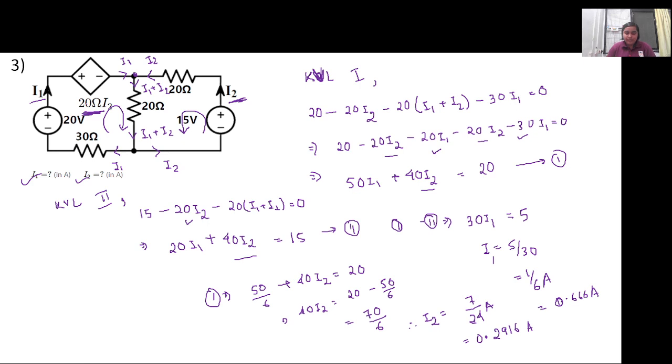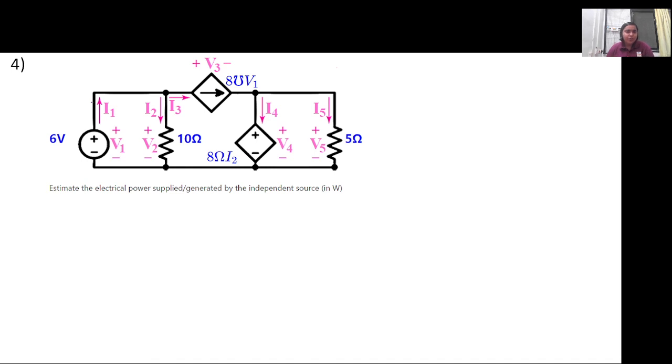So let's look into another problem. The fourth problem that is given here is we have to estimate the electric power supplied or generated by the independent sources. Here how many independent sources are there? Only one. Yes, this is the 6 volt independent source. So we have to calculate the power. The second part of the circuit will be for the dependent sources too. So we will first solve for all these branch currents and voltages, and we will finally calculate the power.